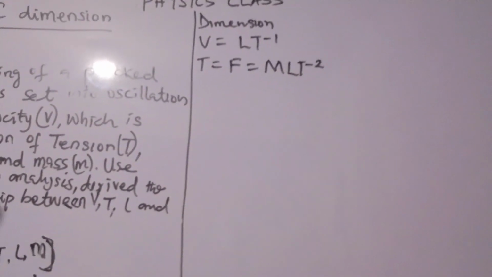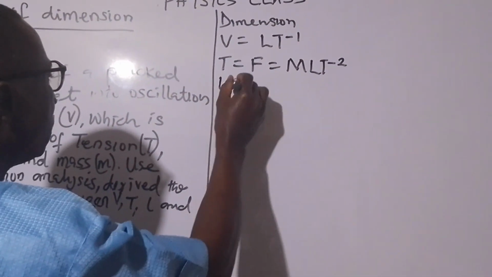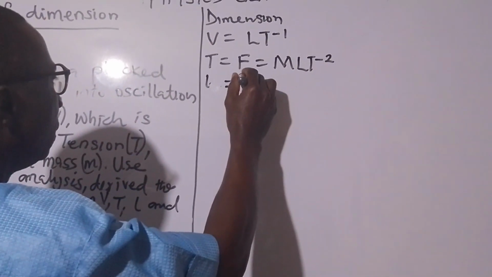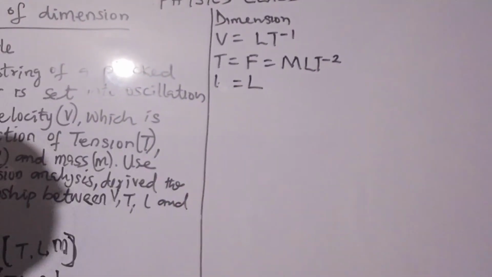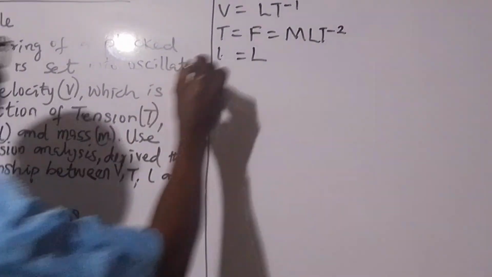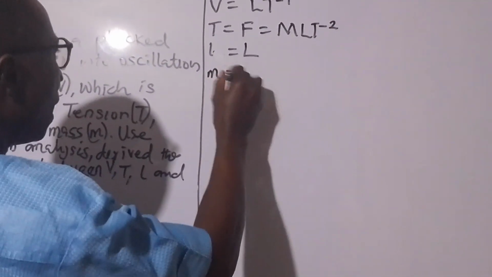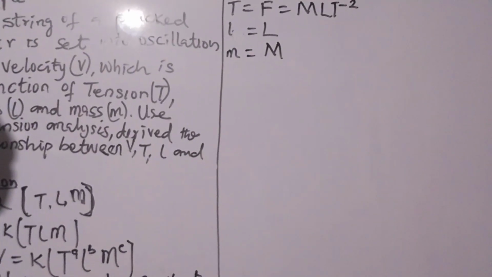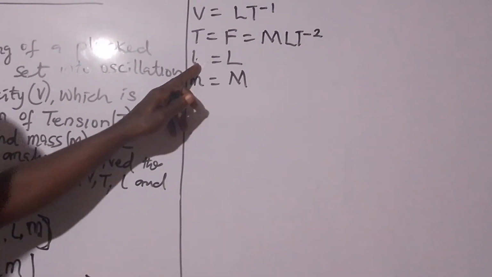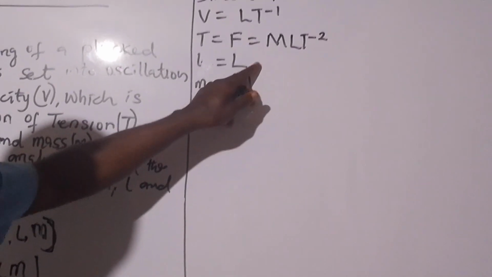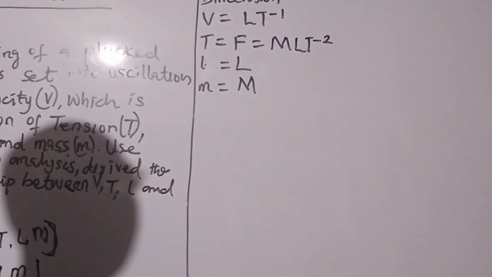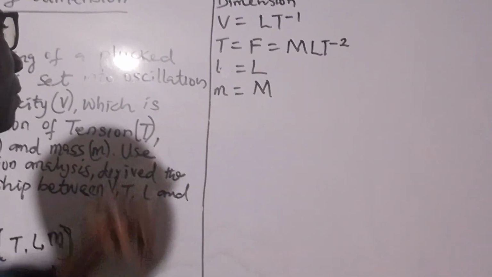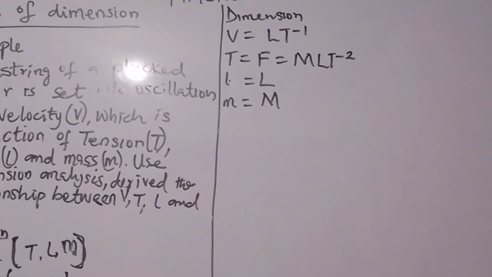Next is length. Length, that is L, is fundamental. That is capital L. Then M is mass. That is capital M. L, that is for length, the dimension is capital L. M, that is for mass, the dimension is capital M. Now let's join it together.